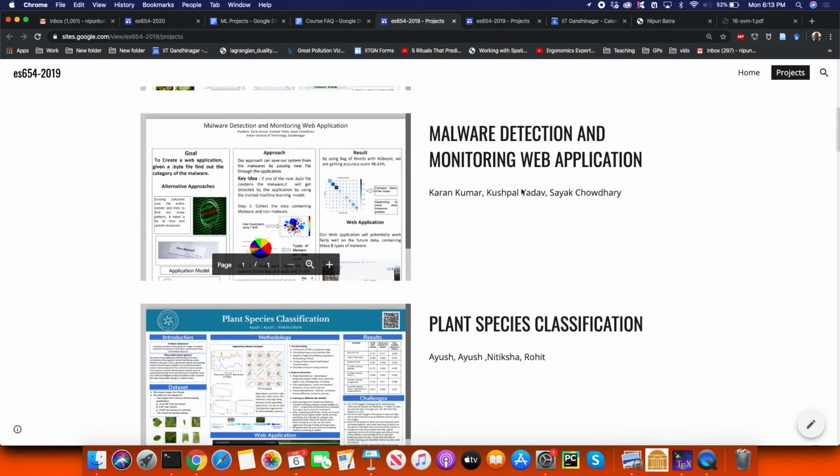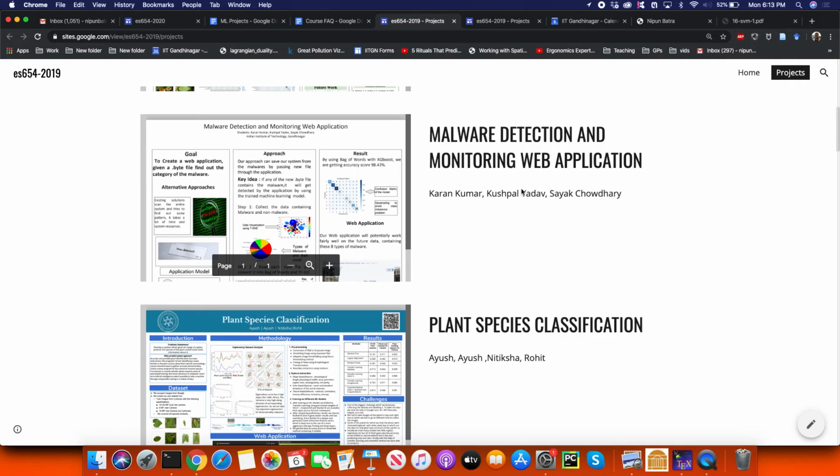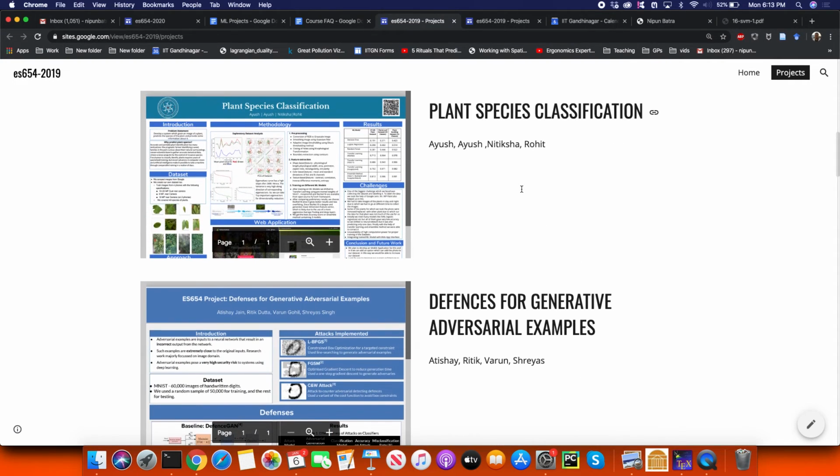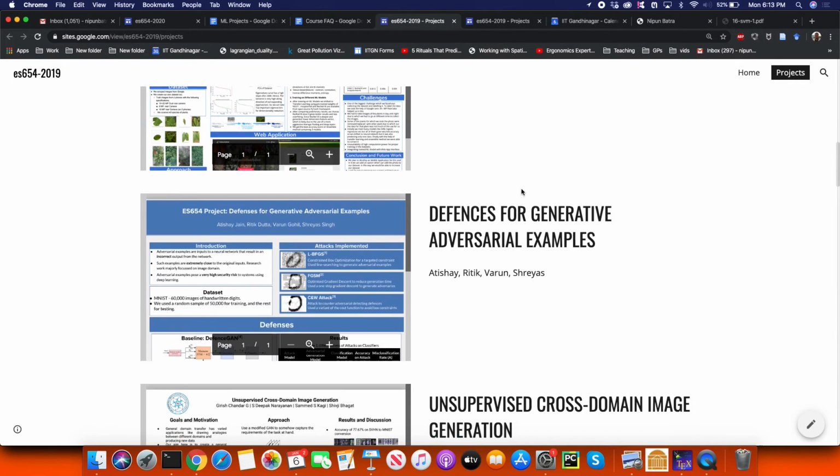There are things like malware detection and monitoring, web application, plant species classification, where the team ended up collecting 22 GB worth data, which is a huge amount of data that they collected. So many of these projects will involve you creating the entire system and not just the machine learning approach.